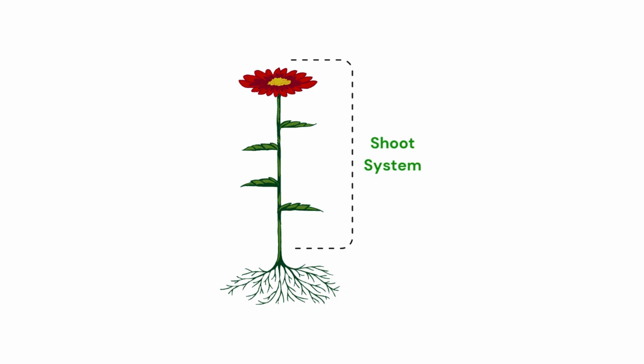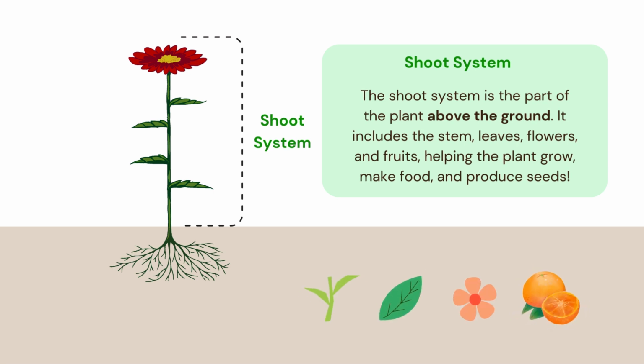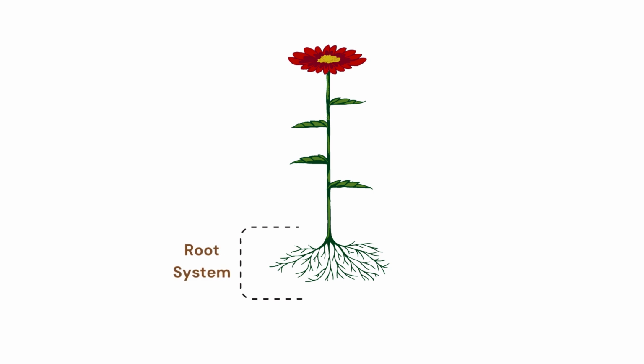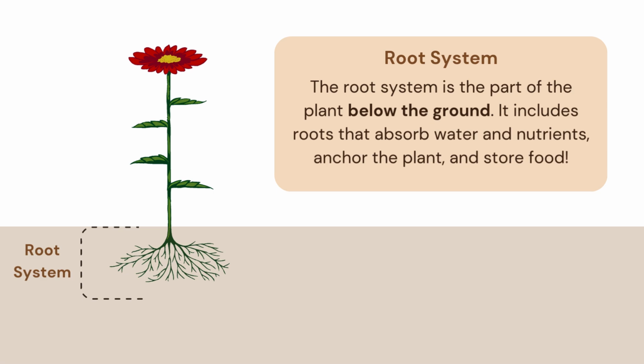Shoot system. Shoot system means it's a part of the plant above the ground. It includes stem, leaves, flowers and fruits. Root system is a part of the plant below the ground. It includes roots that absorb water and nutrients to the plant.